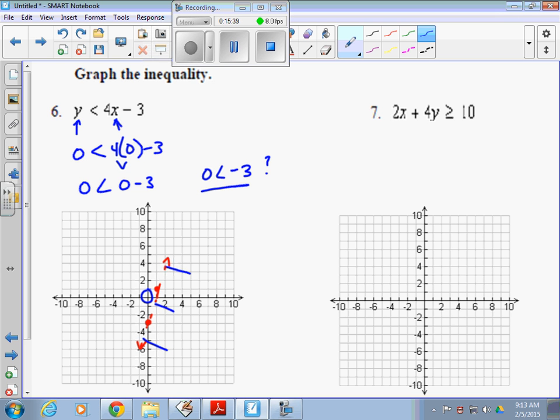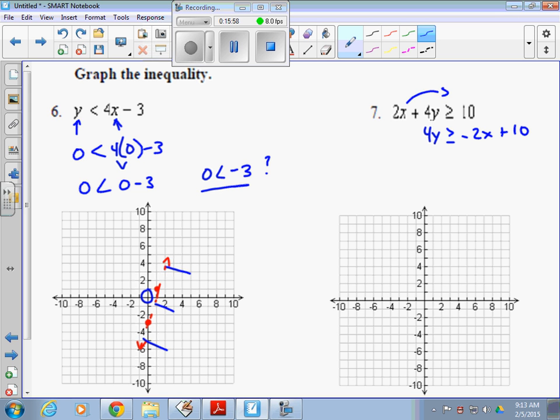2x plus 4y is greater than or equal to 10. Before we can graph it, we have to get it into a form that we know how to graph. So move 2x over. 4y is greater than or equal to negative 2x plus 10. All we did was subtract 2x on that one. No reason to reverse the symbol.